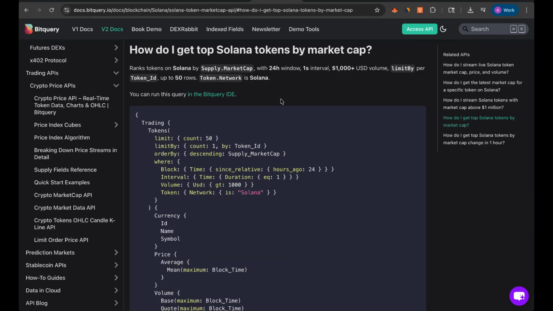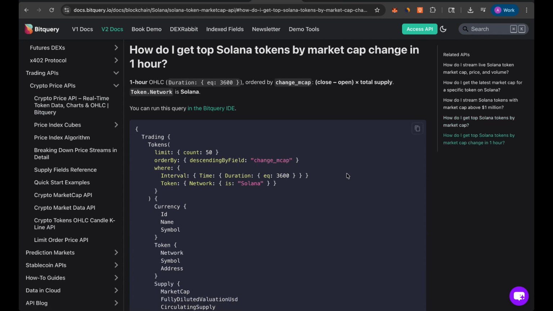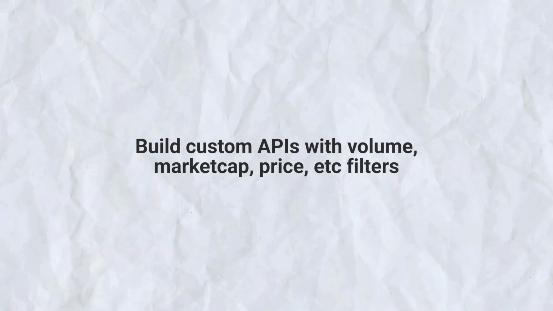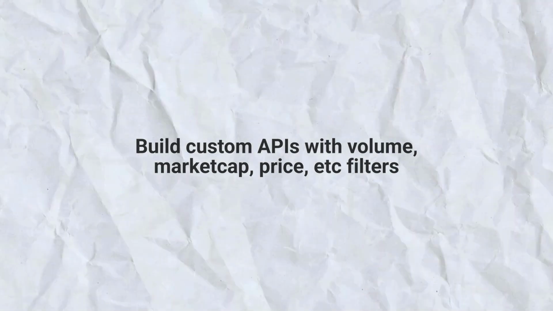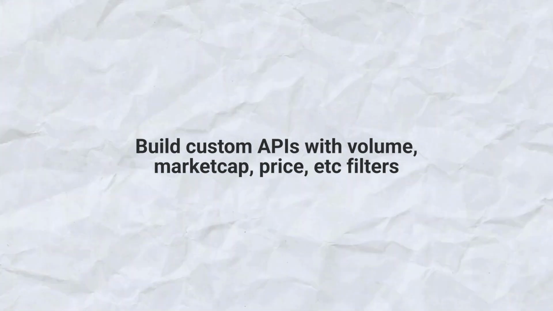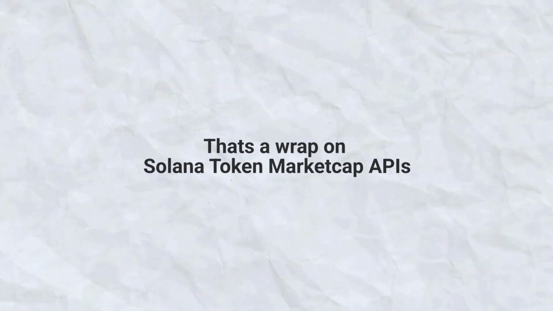The API also supports ranking top tokens by market cap with volume filters and tracking market cap changes over time, like biggest gainers in the last hour by market cap growth. You can combine filters for volume thresholds, time windows, or specific networks to create custom token discovery tools. That's Solana Token Market Cap API.